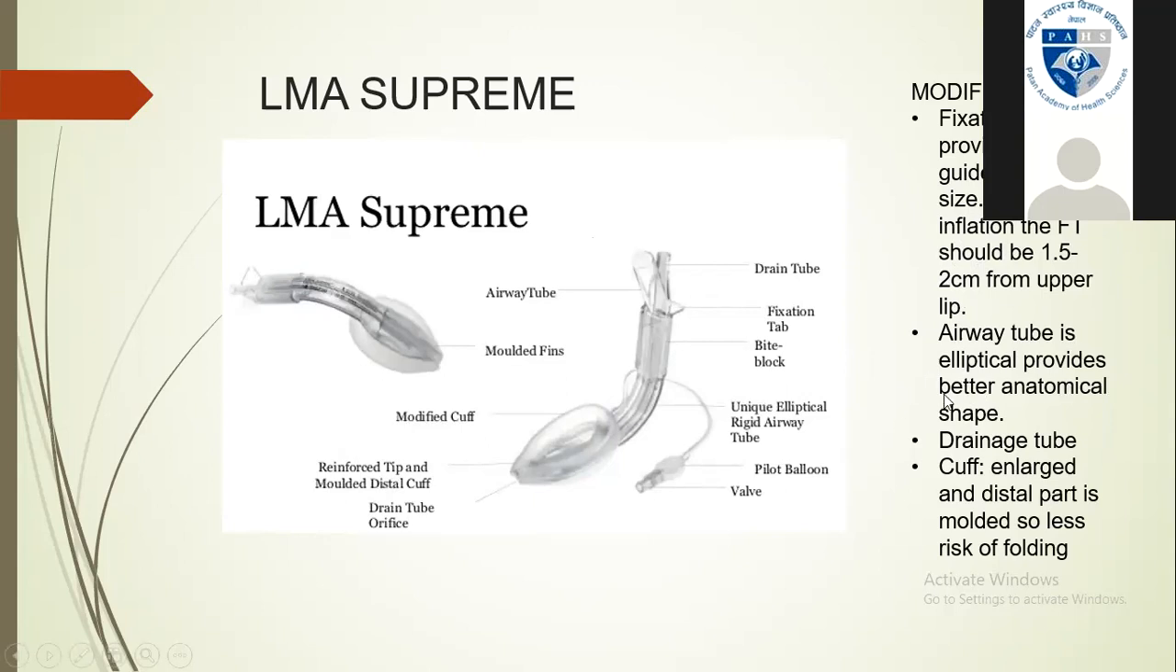And the airway tube is elliptical, and it provides a better anatomical shape. So it is a curved tube and provides better anatomical guidance towards placement. And there is a drainage tube, so it also provides some benefit against aspiration, as we can do suction through this drainage tube. And the cuff is enlarged and the distal part is molded, so there is less risk of folding. The cuff is more rigid, so it has less risk of folding.